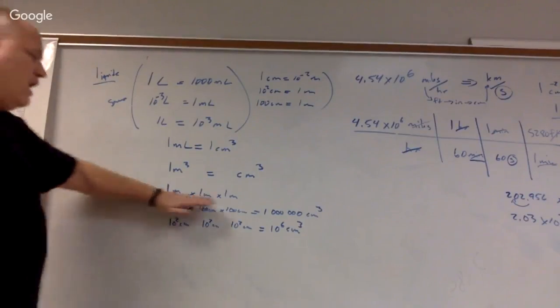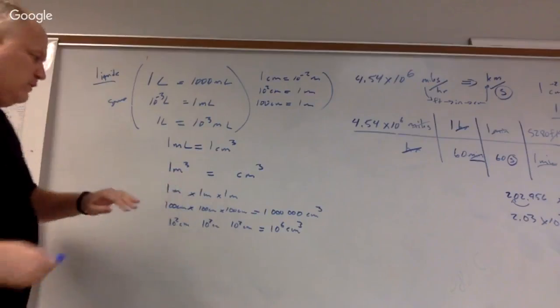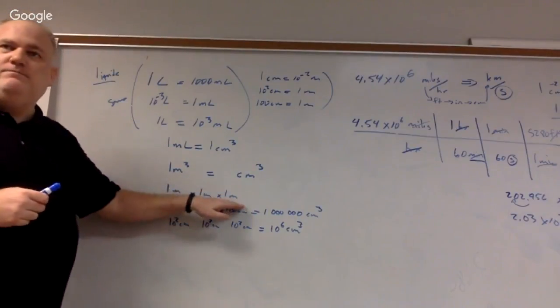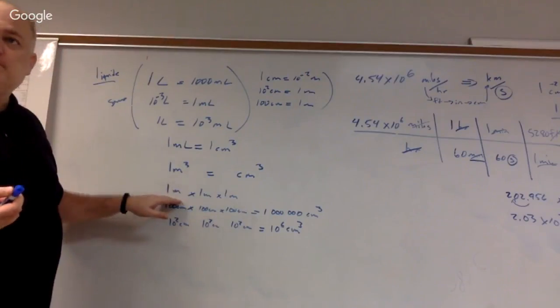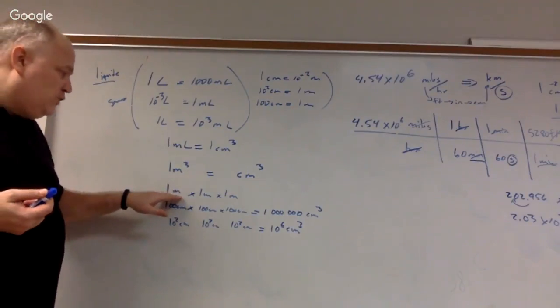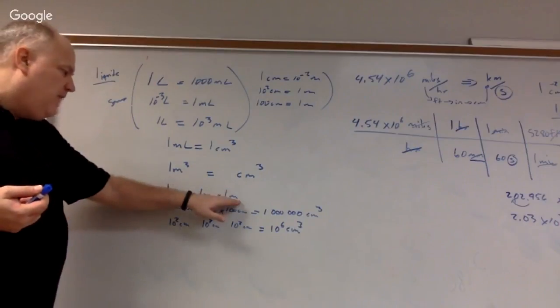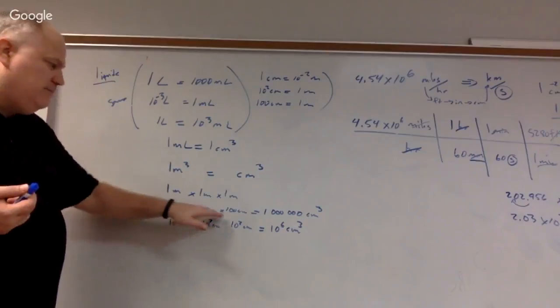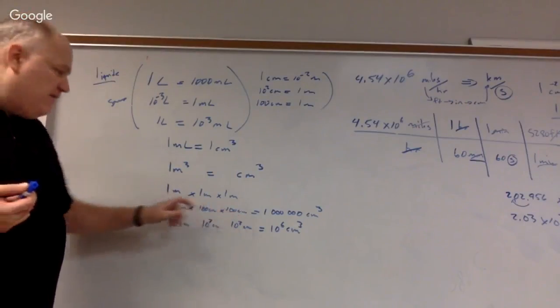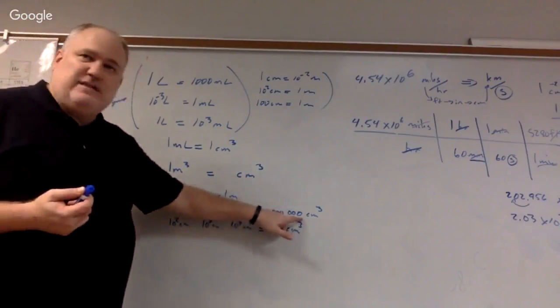Okay, so are you okay with the idea that a meter cubed really is a meter times a meter times a meter? Now, I happen to know that there's 100 centimeters in a meter, right? So if a cubic meter is a meter times a meter times a meter, and there's 100 centimeters in a meter, that's the same thing as saying 100 centimeters times 100 centimeters times 100 centimeters. And if I multiply those all out, that gives me 1,000,000 centimeters.